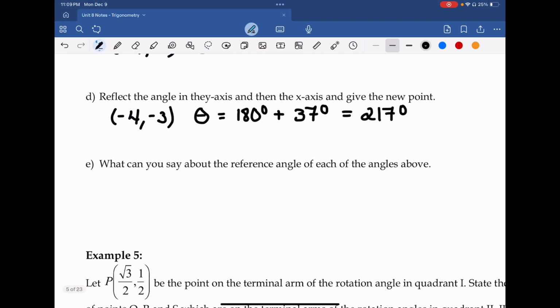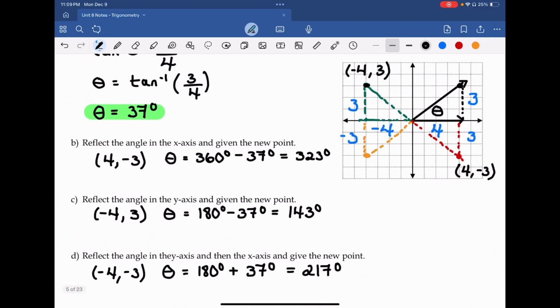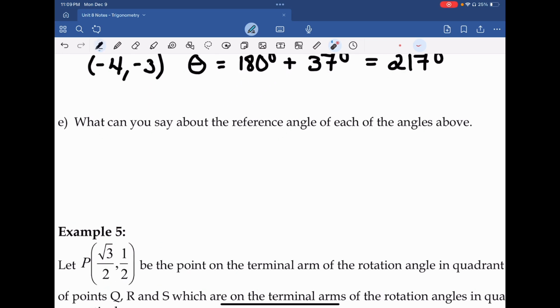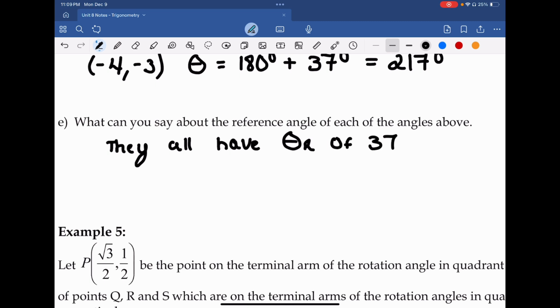Awesome. Okay, now what can you say about the reference angle of each of them above? Well, exactly what we just stated. The reference angle for all of these, or the angle that's embedded between their terminal arms, which are all the ones I'm going to indicate in red here, and the x-axis, which is right here, they all have 37 degrees nested where I've just drawn those circles. Okay, so I'm going to just make a note about this. They all have reference angles, which I'm going to call theta r, of 37 degrees.